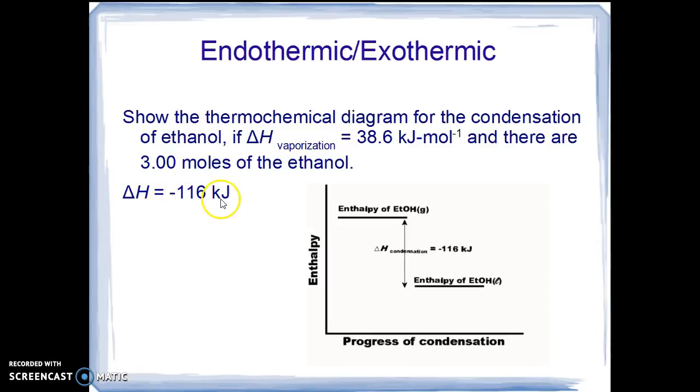Delta H is minus 116 kilojoules. We see the enthalpy of the ethyl alcohol, or ethanol gas, up here. We don't know what the absolute enthalpy is, we're just looking to diagram the change. Here's the enthalpy of the ethanol liquid down here, and we know the delta H of condensation is minus 116 kilojoules. So this shows the progress of the condensation, the enthalpy of the gas and the liquid, and the change. This would be a complete thermochemical diagram for this physical process of condensation.